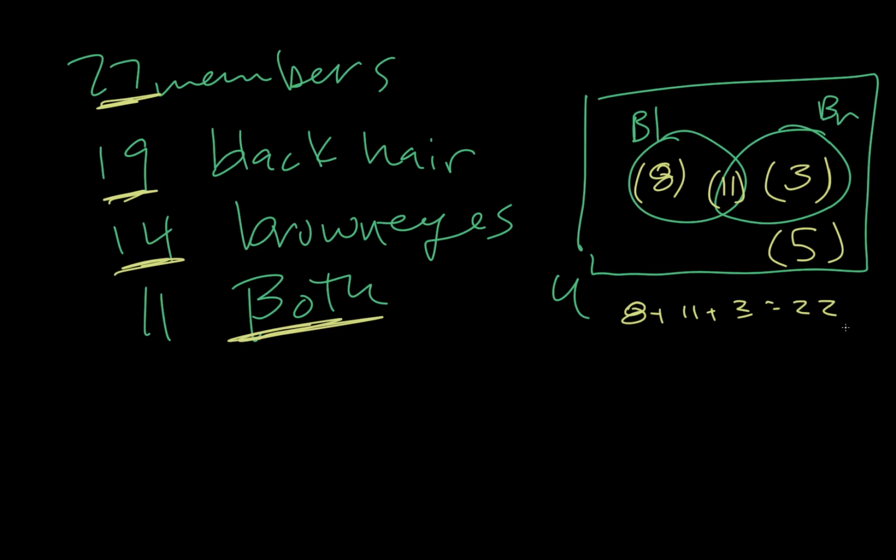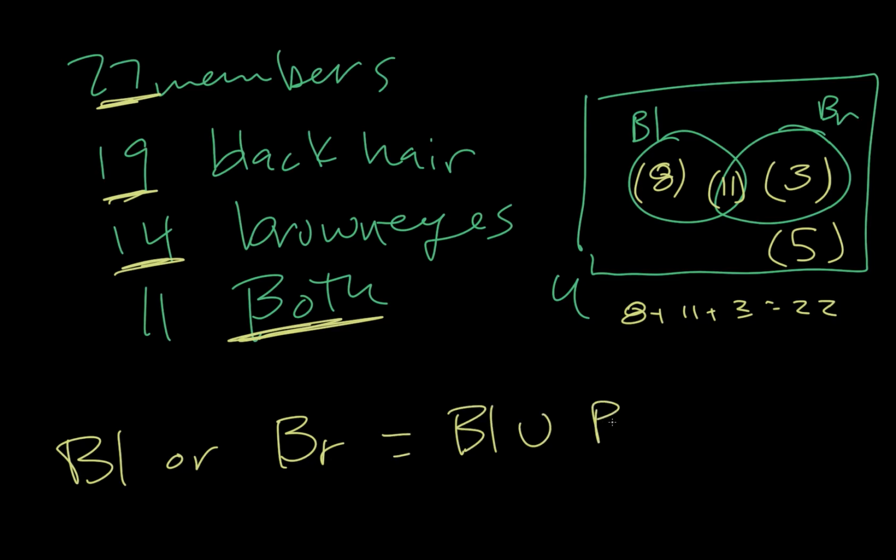Now the second part says, hence, find the number of members with black hair or brown eyes. So black or brown. Now, or is really just saying union. The thinking behind it is that if we're right here, we have black hair. If we're right here, we have brown eyes. If we're here, we have both, and either of those fit the criteria because we want either black hair, brown eyes, or both. And so the union tells us that.